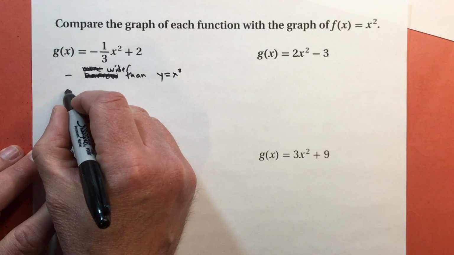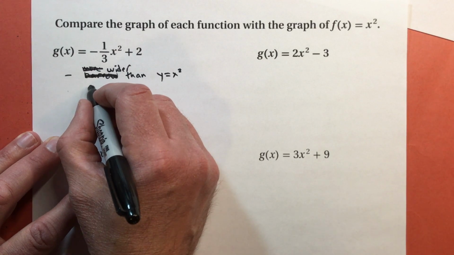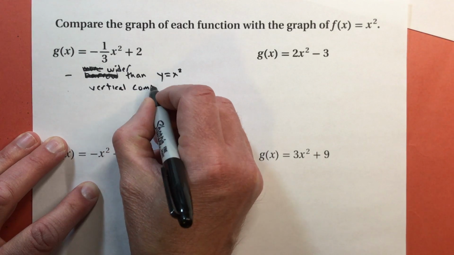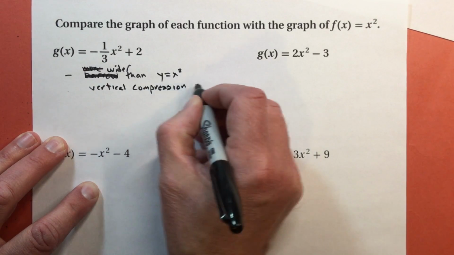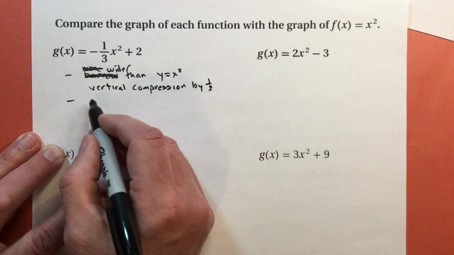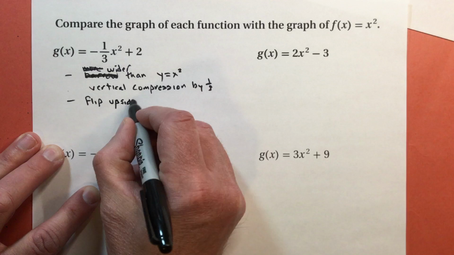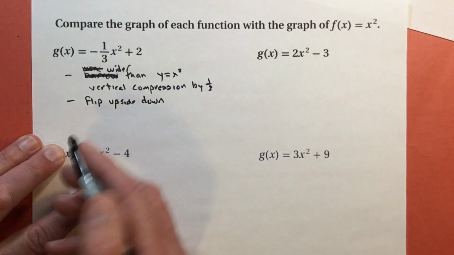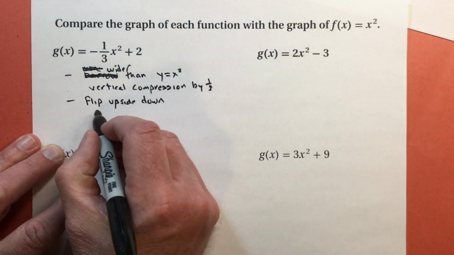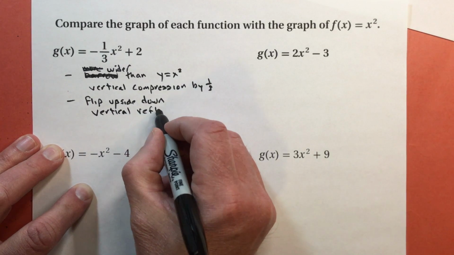The negative, I'll tell you why I messed up. In Algebra 2, we're going to call this a vertical compression by 1/3. The negative means that I'm going to flip it upside down. But again, just like narrow and wider, flipping upside down is a bad way of saying it. We call it a vertical reflection because it's a reflection. It's like a mirror.